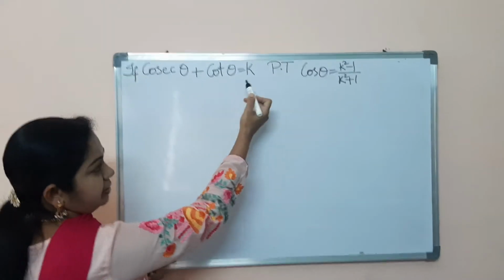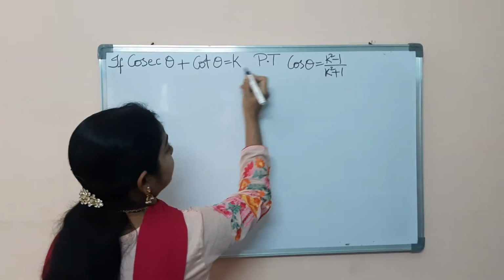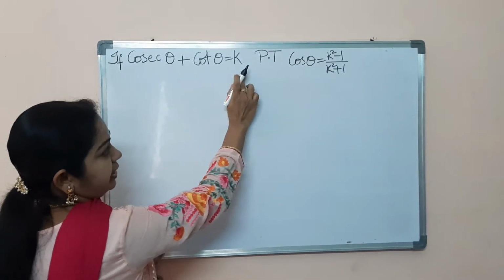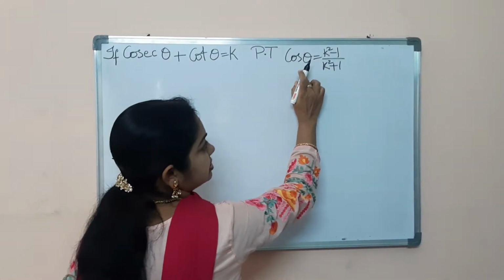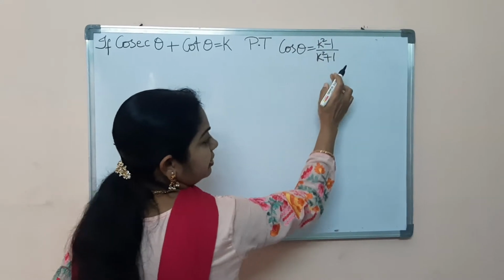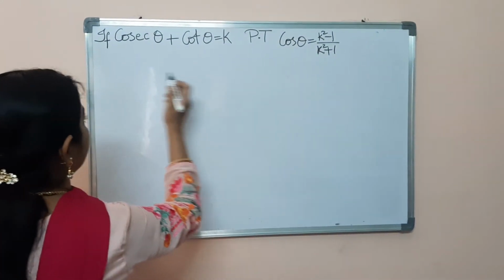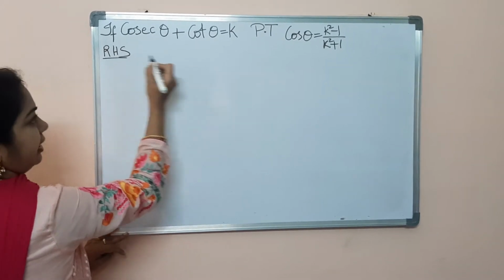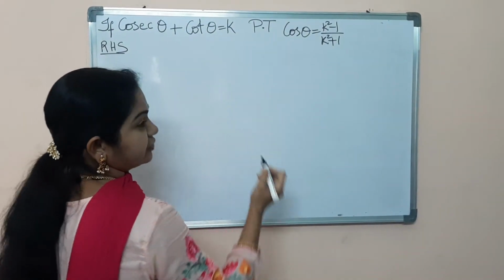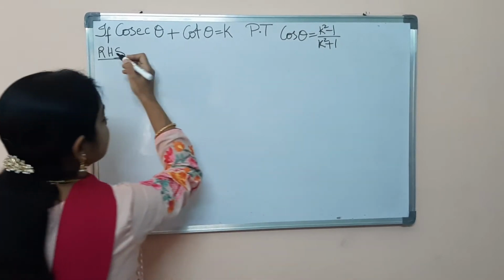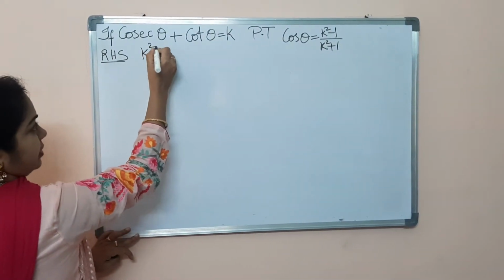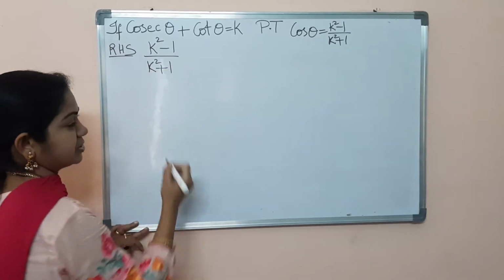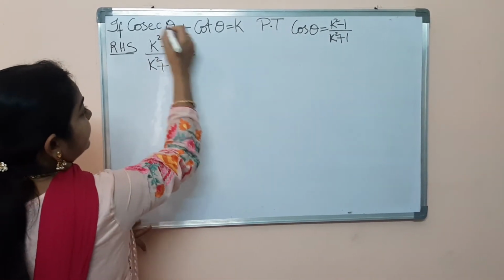Here there is another problem from the textbook, exercise 11.4. Cosecant theta plus cot theta equals k. Prove that cos theta is equal to k square minus 1 by k square plus 1. So let us take the RHS part, because the k value is given, which we have to substitute. So we'll take the RHS part first: k square minus 1 by k square plus 1.